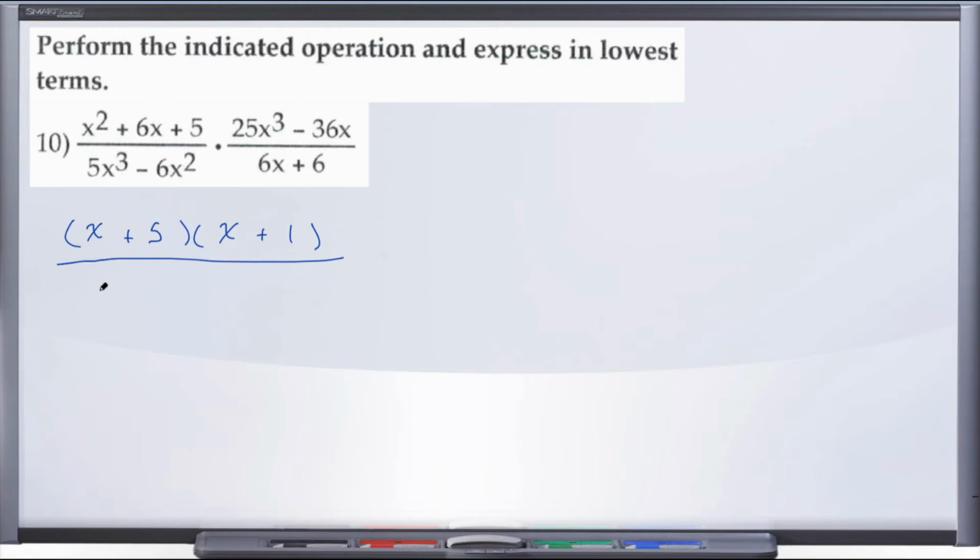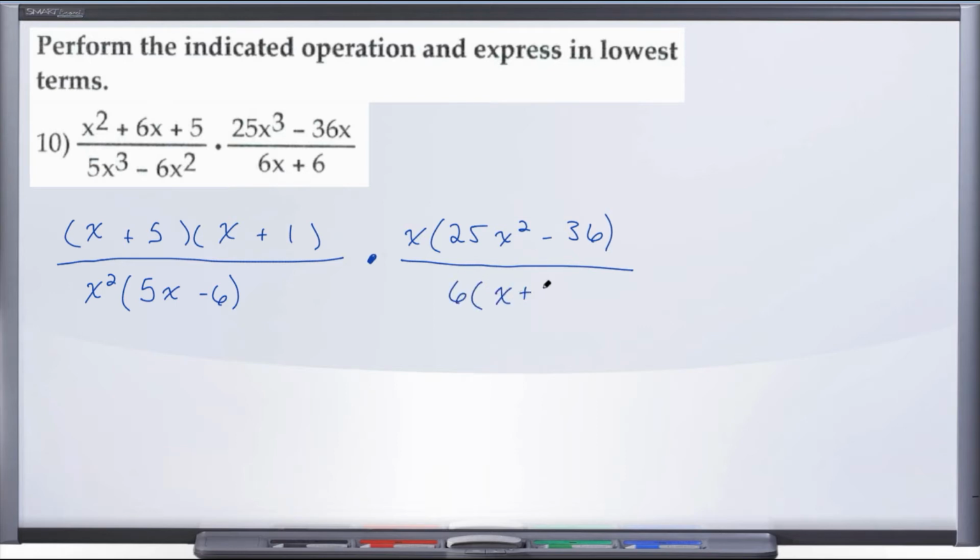Let's see, we have a GCF of, looks like x squared, right? So let's factor out that x squared, and then we're going to be left with 5x minus 6, and then times, let's see, what's our GCF here? Looks like just an x, which leaves us with 25x squared minus 36 all over, and let's see, what's our GCF here? Looks like just a 6, so we'll take out that 6, and that leaves us with x plus 1.